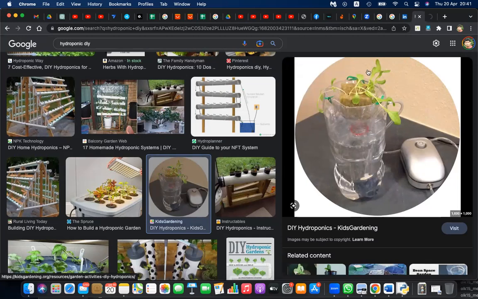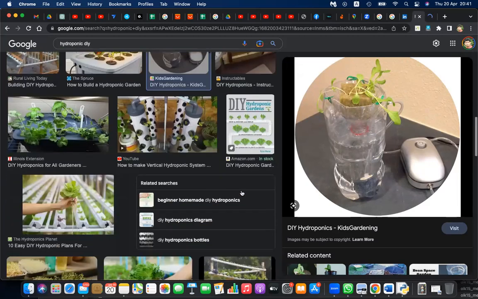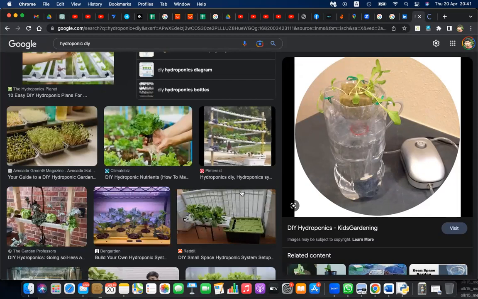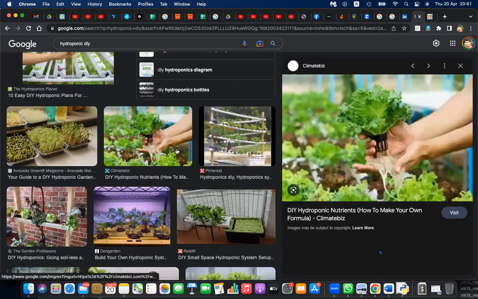Mainly salads like thing you can use hydroponic for salad like.